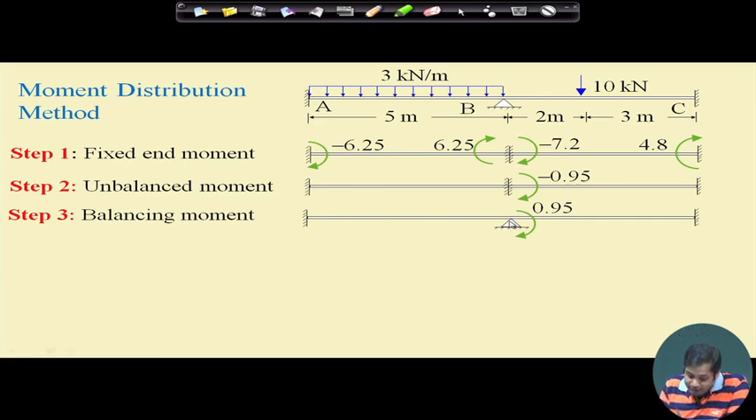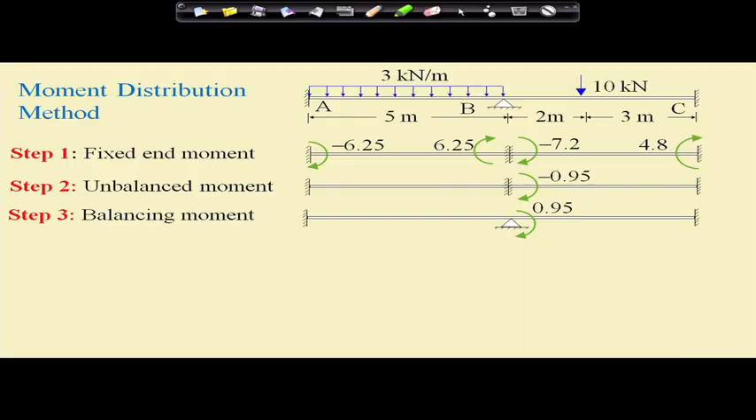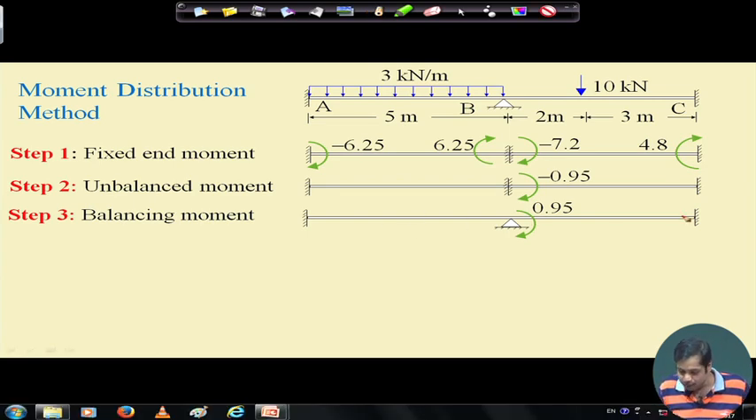Now when we apply this moment at this joint, what we are interested in is how much of this moment will get transferred to this member and how much will get transferred to this member. Just now we discussed that moments get transferred based on the distribution factor, based on their stiffnesses. And what is the distribution factor for this case? We have seen the distribution factor is half and half. So half of that 0.95 will get transferred to this member, and half will get transferred to this member.